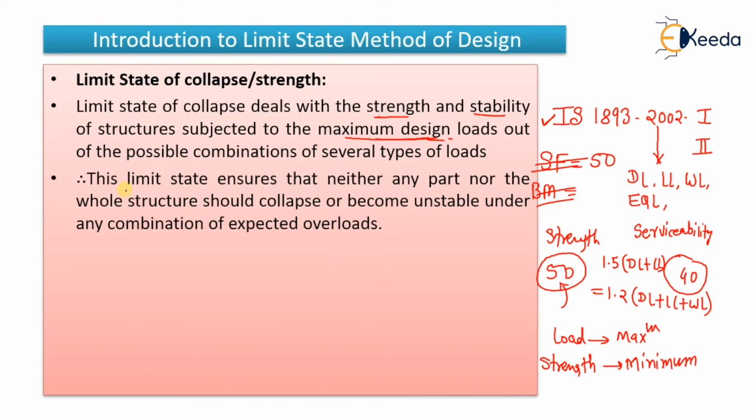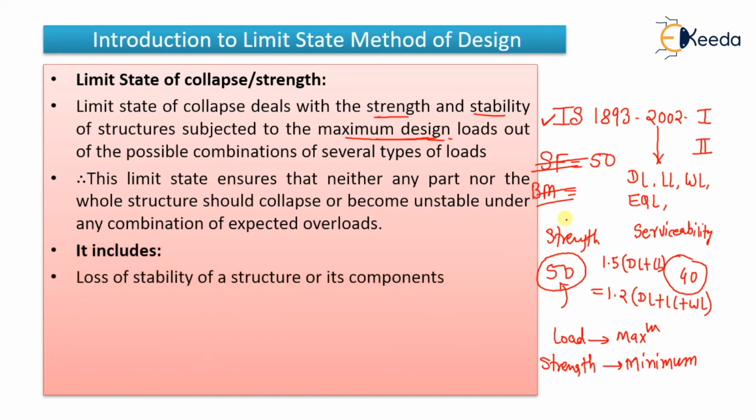Okay, so this limit state ensures that neither any part nor the whole structure should collapse or become unstable under any combination of expected overloads. We will check each and every combination of load, we will check each and every part of the structure, and we will check whether that structure is safe against all the possible combinations of load or not. That is your limit state of design.